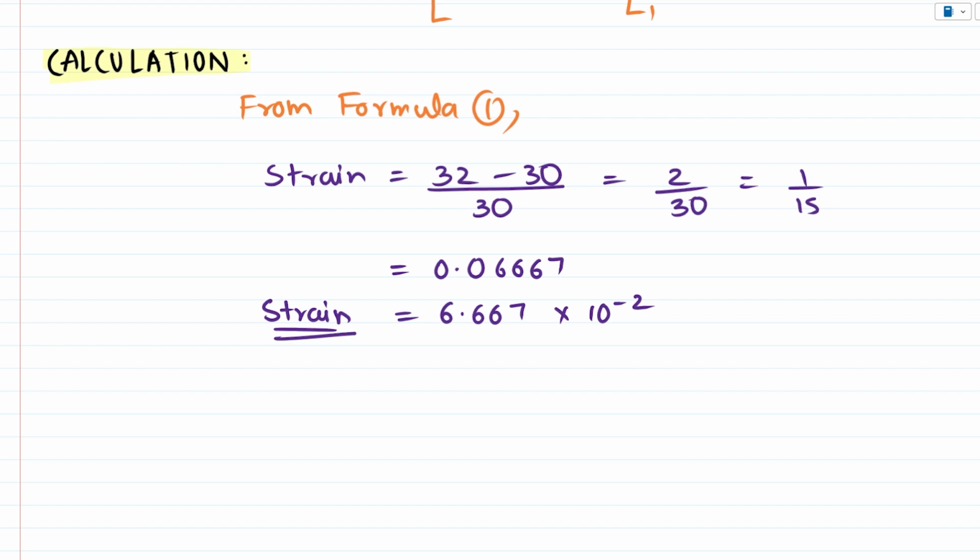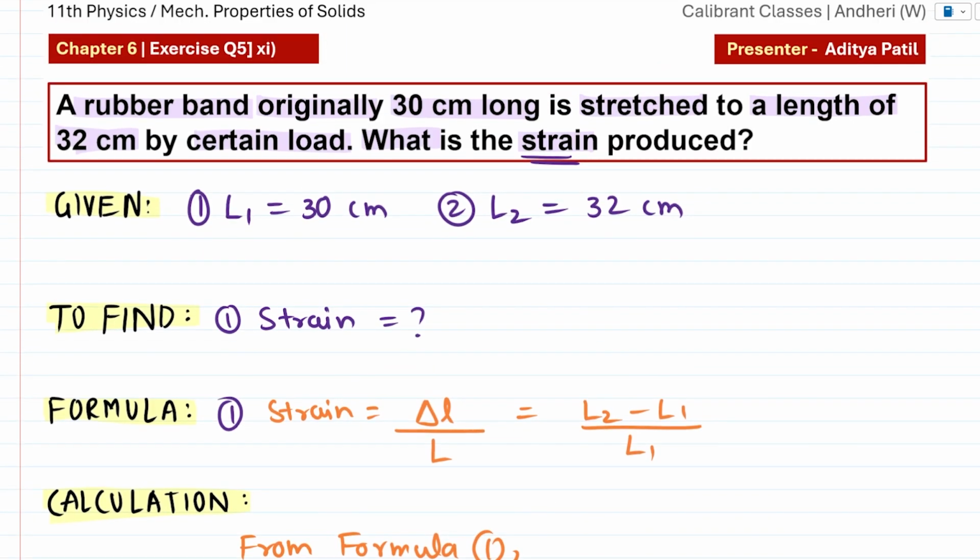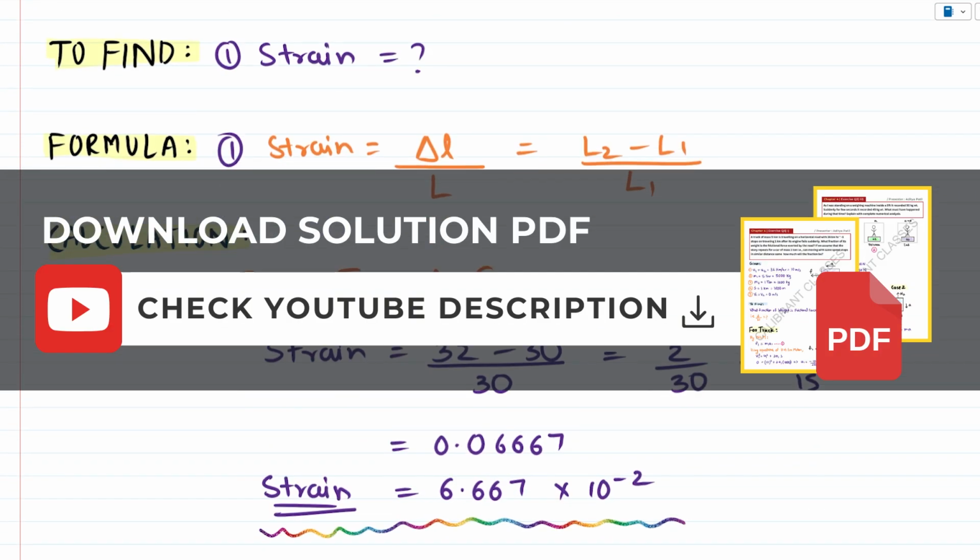What is the units for strain? Well, there are no units for strain because, as we discussed, strain is a ratio. So it's a unitless quantity. So this was the strain produced in a rubber band when it was stretched from the length 30 to 32 centimeters.